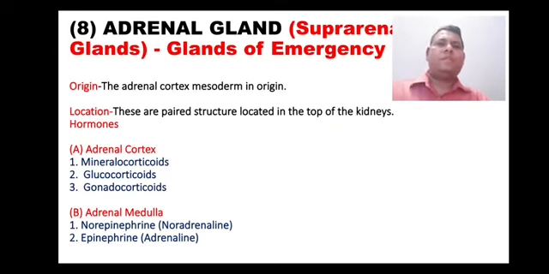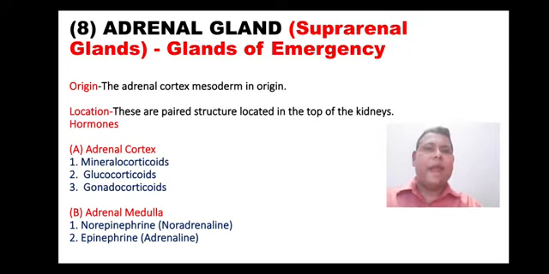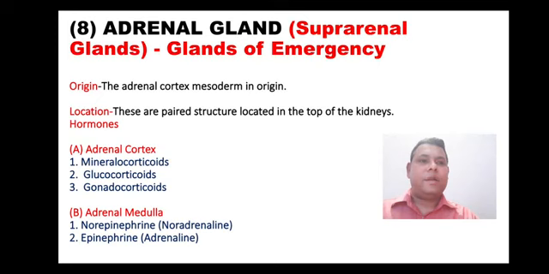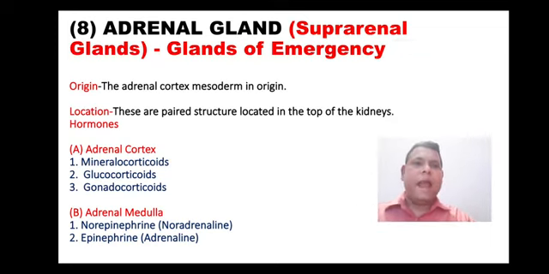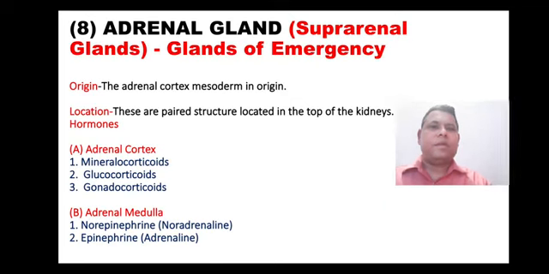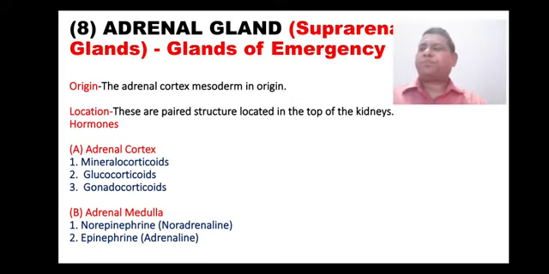Another gland is known as the adrenal gland, or suprarenal gland, the gland of emergency. Origin: the adrenal cortex is mesodermal in origin. Location: these are paired structures located on top of the kidneys. The main hormones of the adrenal glands.